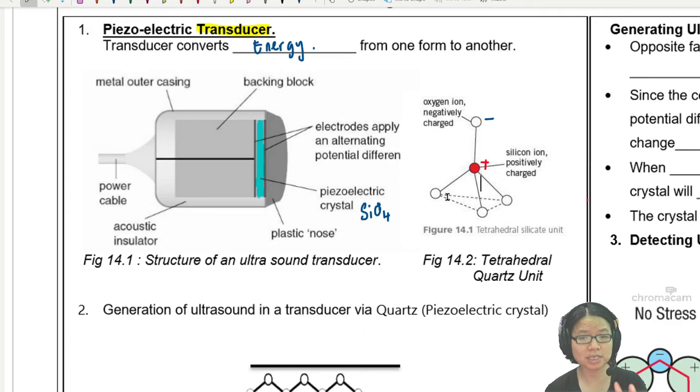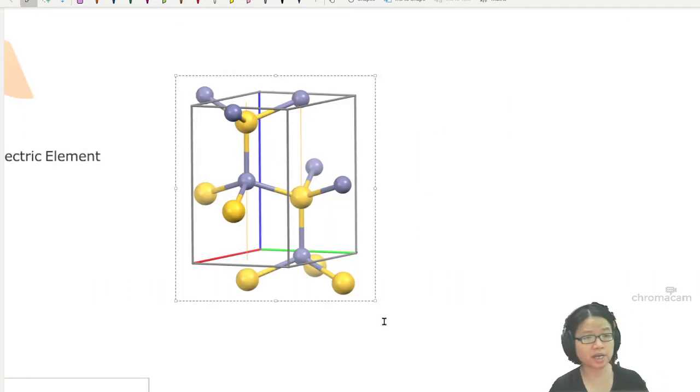Okay, so this is a single quartz molecule, or a quartz unit. But now we're going to put many of these quartz units together, and let me show you a 3D drawing of how it would look. This is a 3-dimensional drawing of your tetrahedral SiO4.